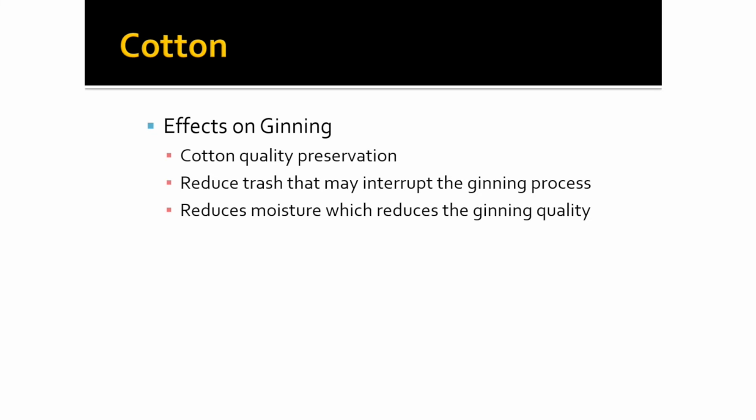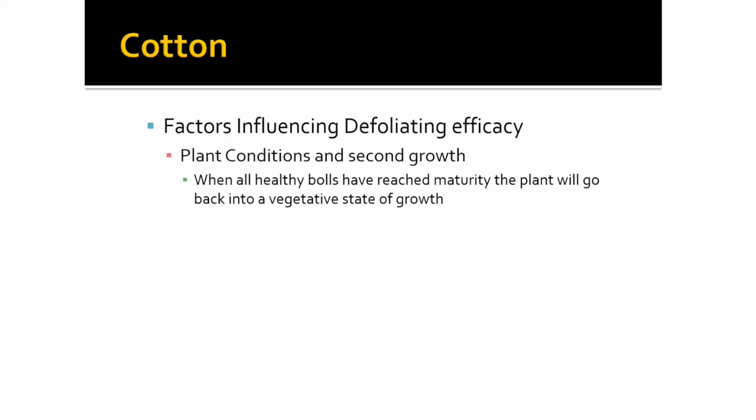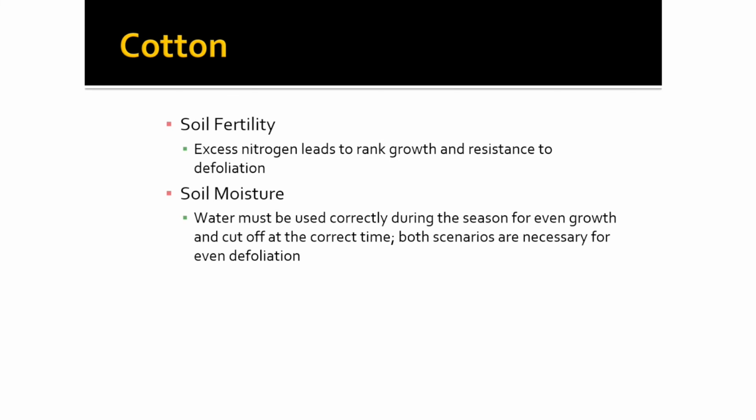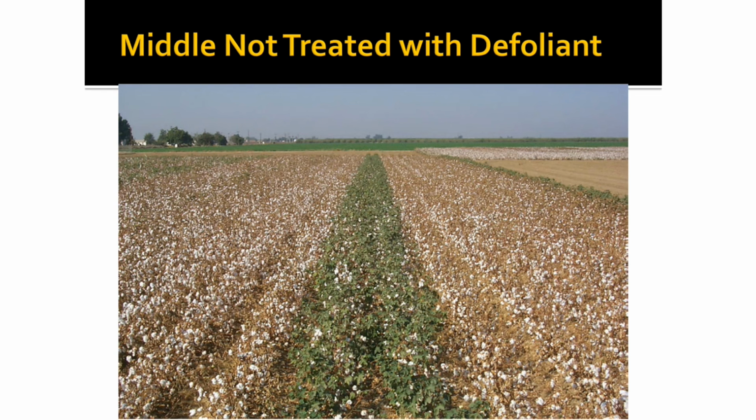Basically, the plant conditions and second growth. When all healthy bolls have reached maturity, the plant will go back into a vegetative state of growth. Like I said, it goes on about that. I don't need you guys to know too much. Just basically what I've covered. Just take notes on what I've covered. And this lecture will remain posted on Canvas. This isn't a very complex category here in the Yuma Valley. So I just wanted to show you guys this.